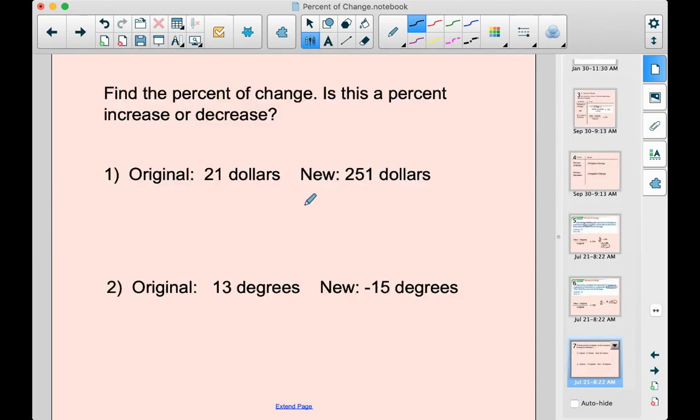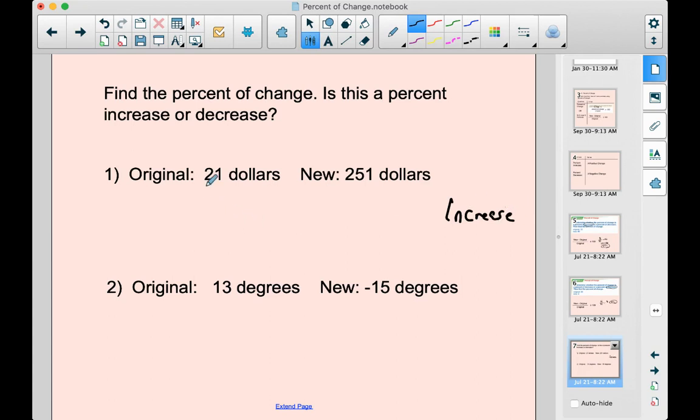All right. Why don't you, well, let's do a couple. Let's do these two together and then they can try some. The numbers aren't super easy here. All right. So same process. If I go from 21 to 251, that is definitely an increase. All right, that went up a lot. So all right, increase.